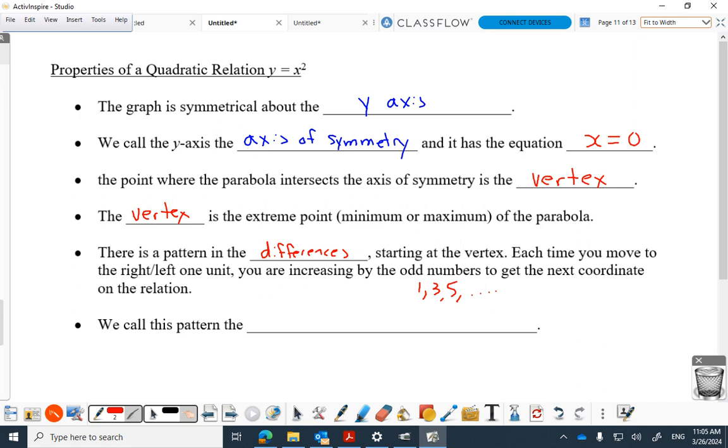We call this pattern the 1, 3, 5 pattern. Or we call it the step pattern. Very helpful when graphing, the step pattern.